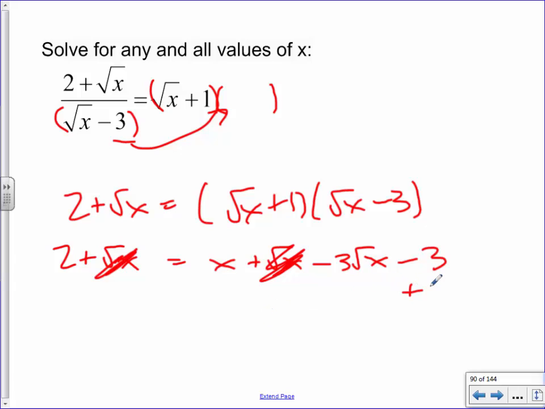So why don't I add 3 to both sides? That's a 3 over there, so that's a 5 here now. That makes that go away. And this x right here, I'm just going to subtract x.